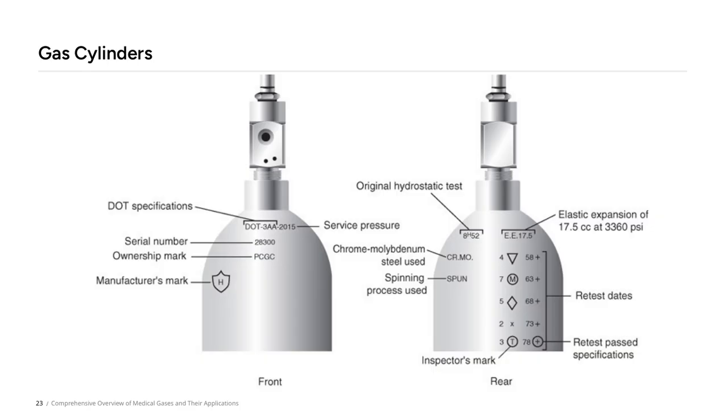The key points to remember are their robust construction, which must meet strict safety standards, and their different sizes and types tailored for specific gases and applications. For example, oxygen cylinders are common for both hospital use and emergency situations, while specialized cylinders might be used for gases like nitrous oxide or medical air.